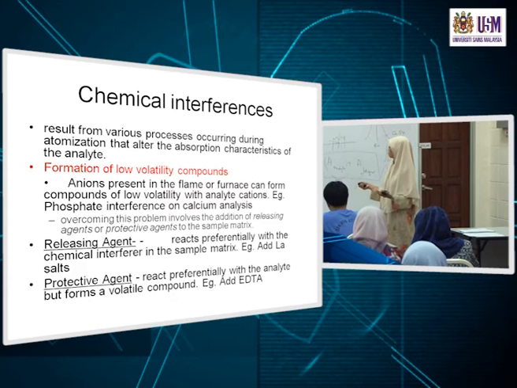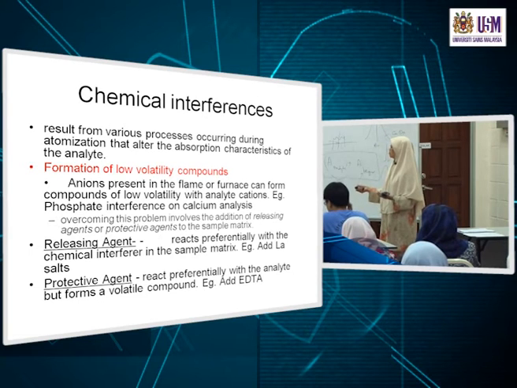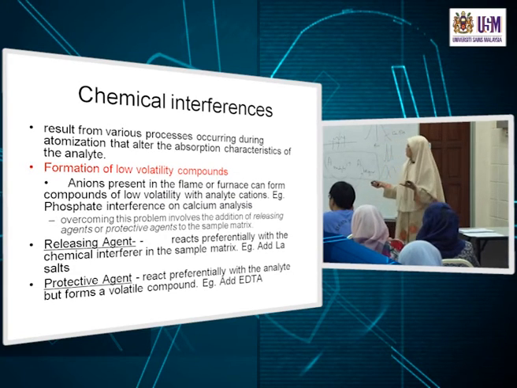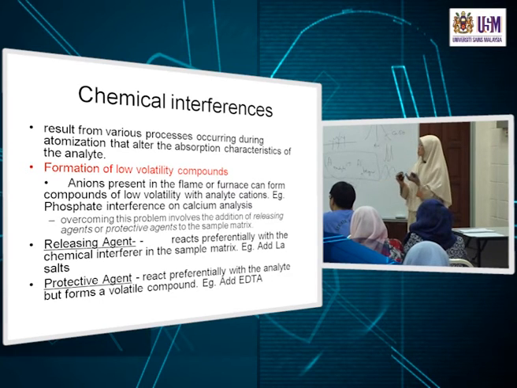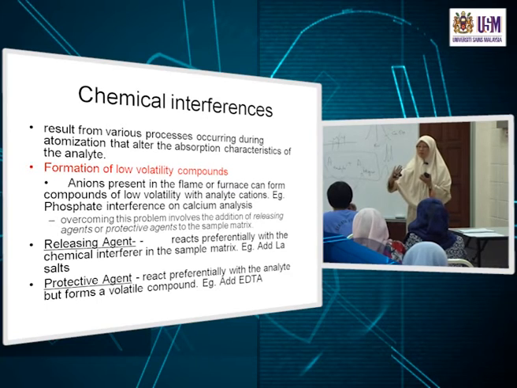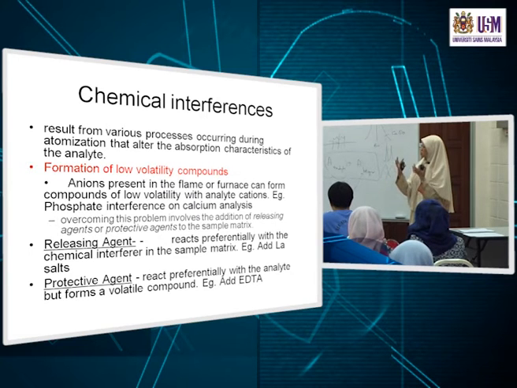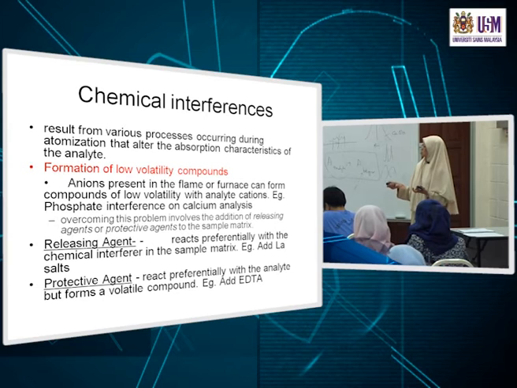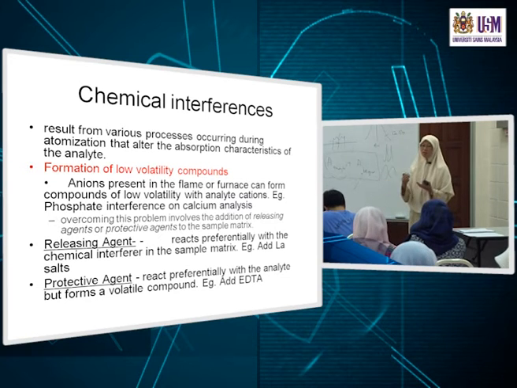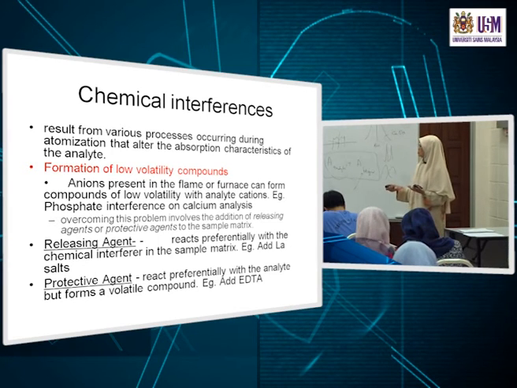What we hope for this lanthanum to do is to release the calcium from the interference. As a releasing agent, lanthanum will complex the phosphate and release, or free, the calcium, because the problem just now was the calcium complexed by the phosphate. So when you add the lanthanum, there will be more preferential complexation between lanthanum and phosphate. That's why it's called a releasing agent, releasing the calcium, the analyte of interest. Okay? That's how it works.